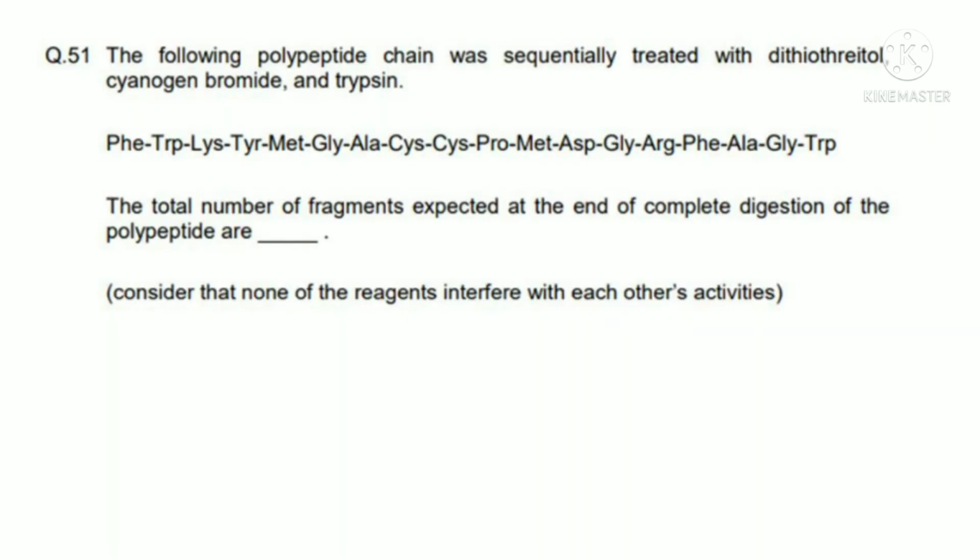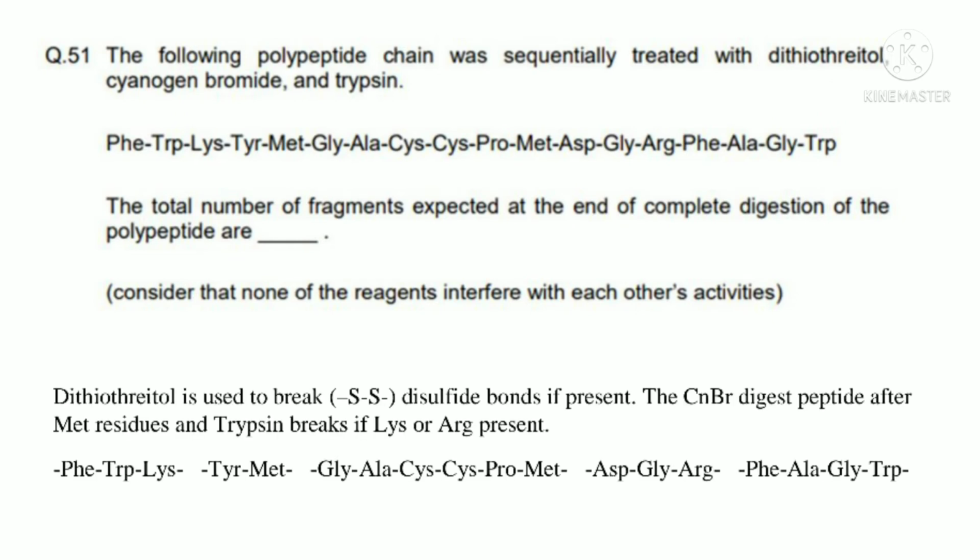Now this peptide was sequentially treated with dithiothreitol, cyanogen bromide and trypsin. We have to calculate the number of fragments that will be generated after the treatment. We know that dithiothreitol is used to break disulfide bonds if present. The cyanogen bromide digests the peptide after methionine residues and trypsin breaks if lysine or arginine is present. So let's watch carefully. Here no disulfide bonds are present, so after dithiothreitol treatment, no fragments will be generated.